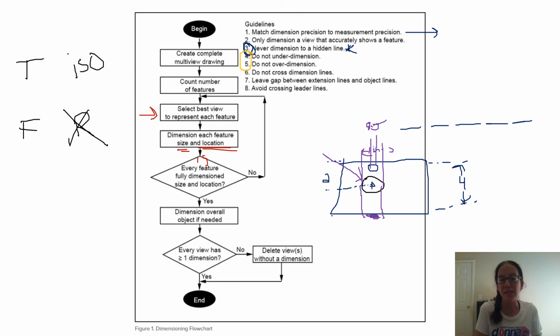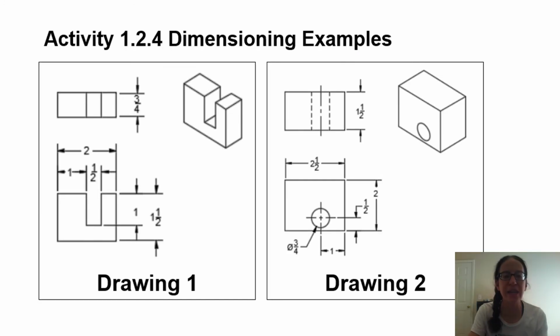And sometimes that does happen. You have too many of these lines, and sometimes you actually need to do more than one multi-view so that you'll put some of the dimensions on one and some of the dimensions on the other. We're not going to start with anything that complicated that you would have that many dimensions. All right, let's take a look at this.